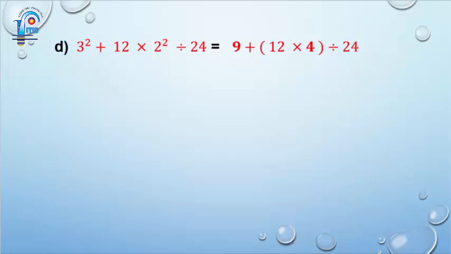Now I start with the multiply because we start from the left. Then equals 9 plus 48 divided by 24. Simplify the divide first. Then equals 9 plus 2 equals 11.